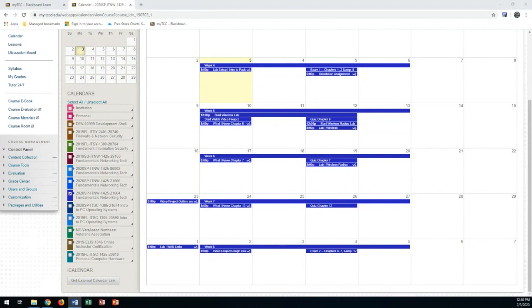So what is the common standard width of a data rack? How many inches wide is the data rack? 19. Excellent. Yes, they're 19 inch racks. How many U's, or units? 42. Excellent.